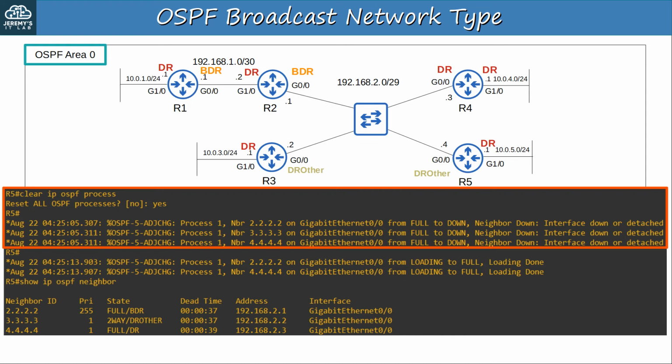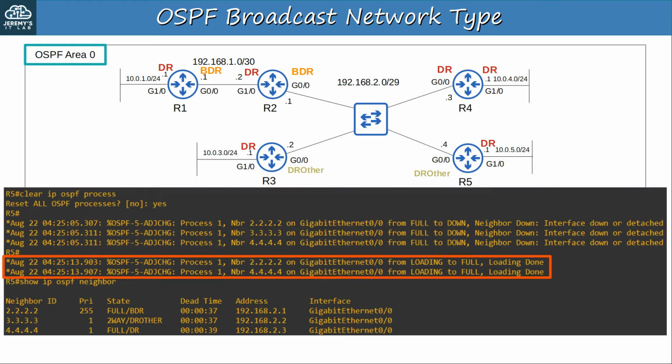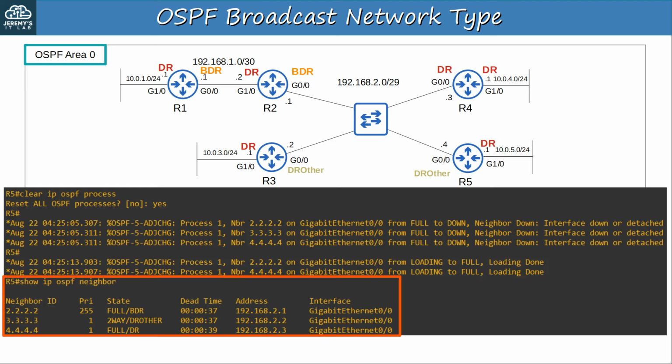So, I reset the OSPF process on R5, and you can see that all of its neighbors went down. Then R2 and R4 returned to the full state, but not R3. There's an important reason for that, you'll learn soon. Then I used the show ip ospf neighbor command to view the neighbor state of R5's neighbors. Look here, there are two important points about OSPF we can learn by analyzing this section.